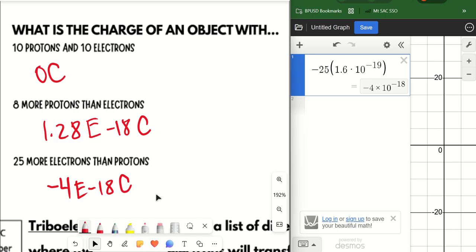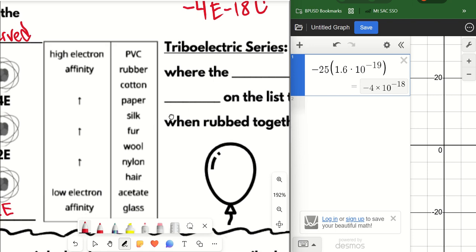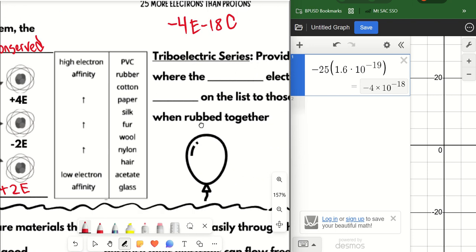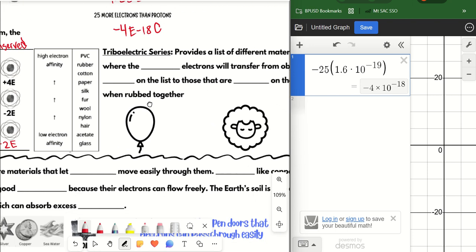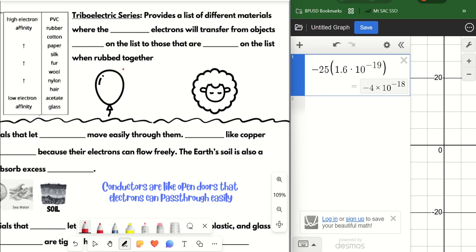Okay, so one other way that we can transfer the charge from one object to another is by rubbing them together. What happens is we have this thing called the triboelectric series, and this provides a list of different materials where the surface electrons will transfer from objects that are low on the list to objects that are high on the list when we rub them together.